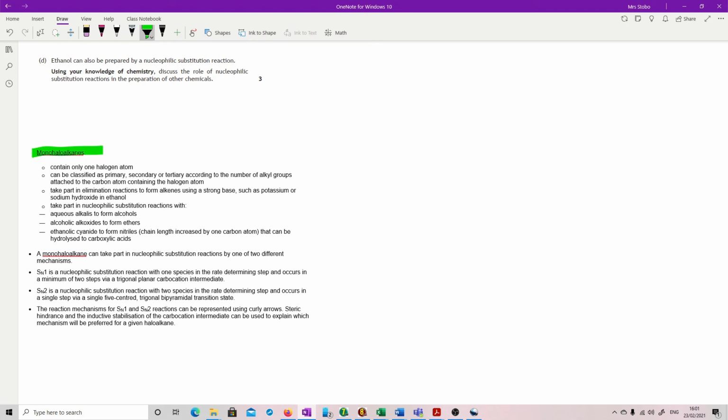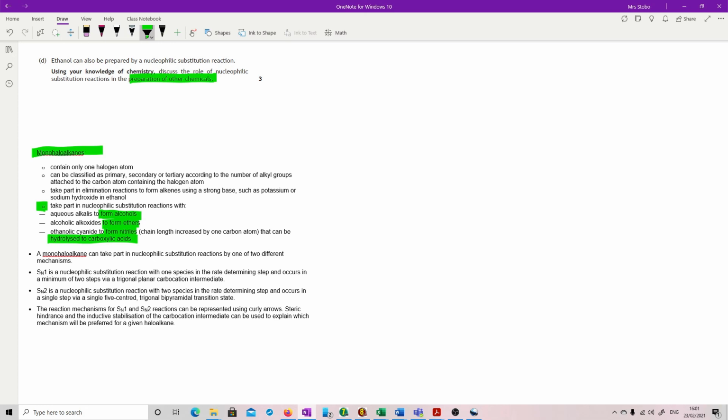The first bit of it is not the most important thing. It's just telling you other things they do. But from here on, they take part in nucleophilic substitution reactions with. And it says discuss the role of nucleophilic substitution reactions in the preparation of other chemicals. So our preparation is we can prepare with alkalis to form alcohols. We can form ethers. You can form nitriles, and that could be hydrolysed to a carboxylic acid. So you have four groups in here.